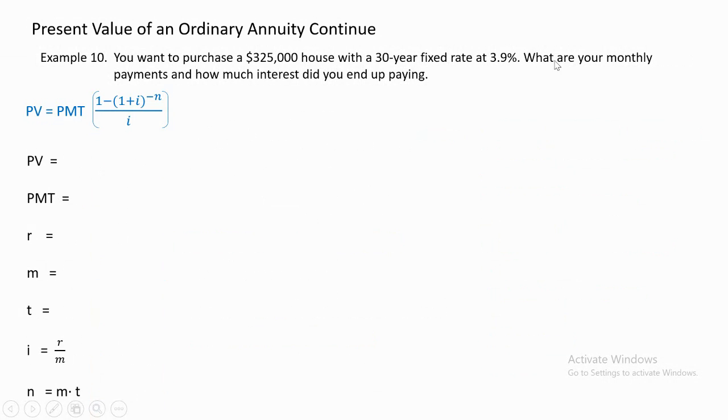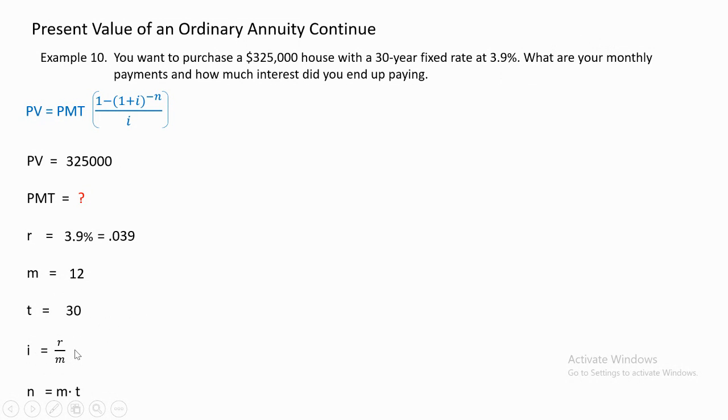So again, here, guys, we're looking for the monthly payment, right? So we're looking for the payments. So let's plug everything in. That's my loan that I got from the bank. That's the percent interest, which would be 0.039. My M will be 12, right? Because it's always monthly payment, so it's going to be 12. The T will be 30 for 30 years.